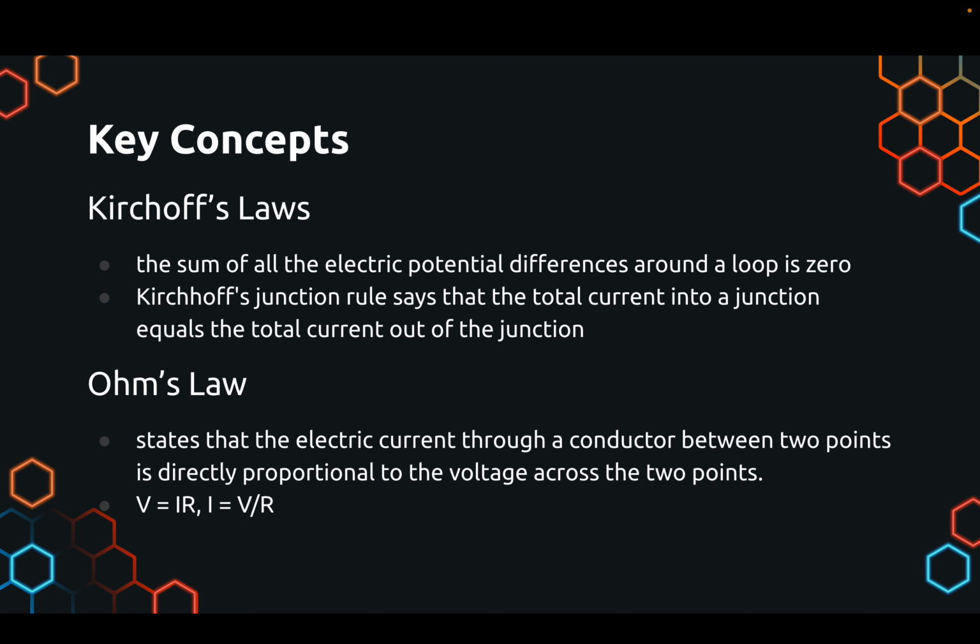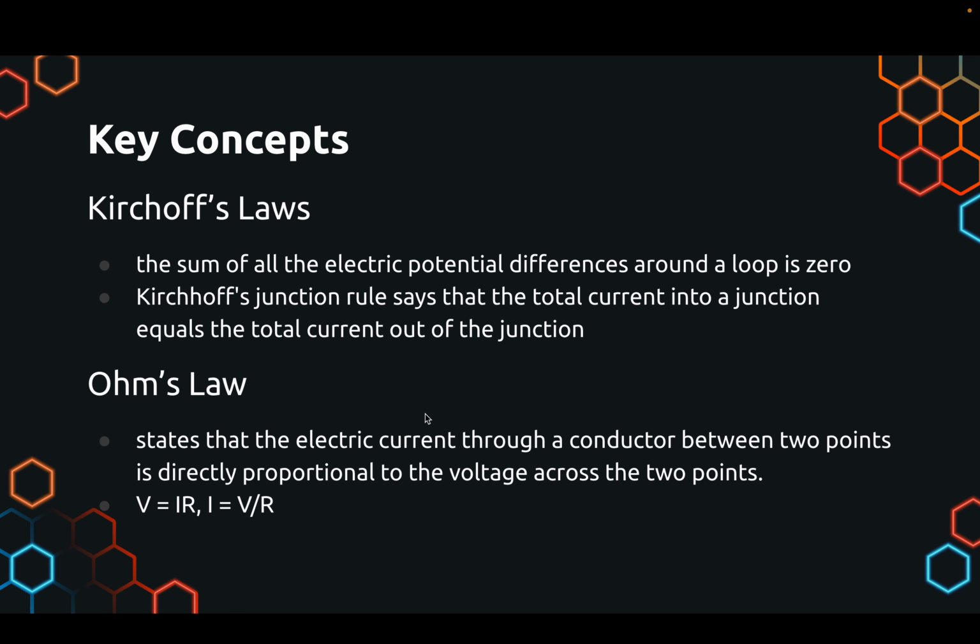Starting it off with some key concepts, we have Kirchhoff's law, which states that the sum of all the electric potential differences around the loop is zero. And Kirchhoff's junction rule says that the total current going into a junction equals the total current out of the junction. So we can use this to find some values in the experiment we're about to do.